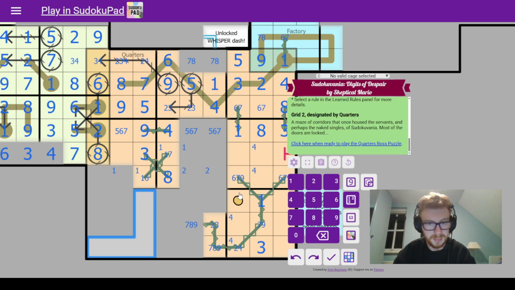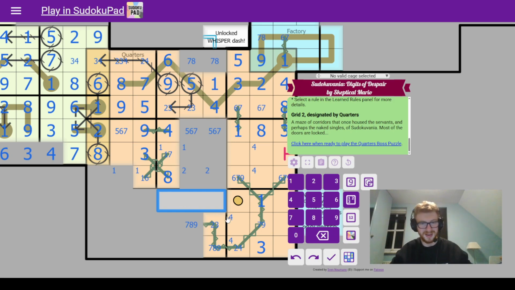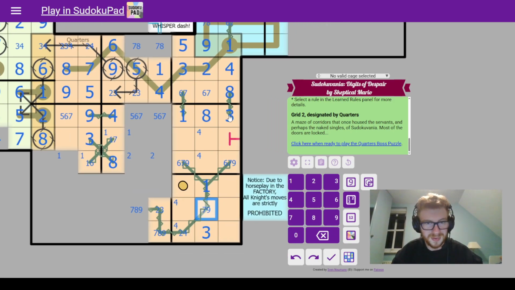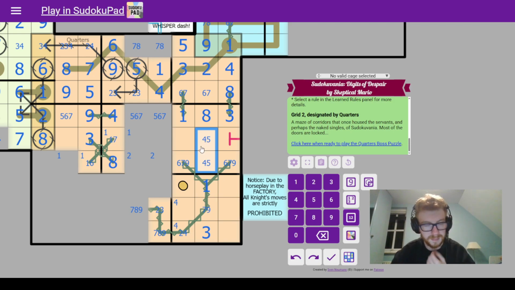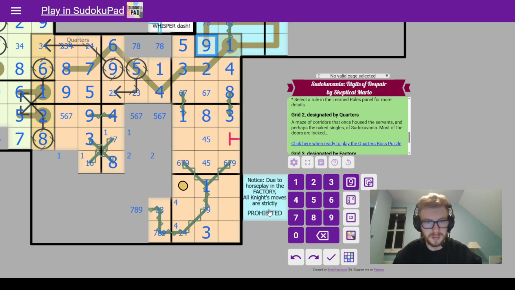But I don't think I'm sure about much at this point. Within this puzzle, this was so tough. 5. So there's no 5 there. So one of those is a 5. So this is a 4-5 pair. Oh, that cannot be a 9. I should have seen that earlier. 6, 7. That's a 2 then. So that's a 4.